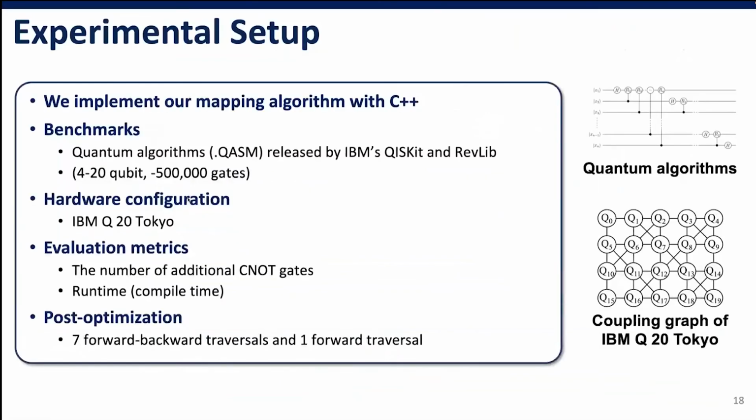Now I'll present the simulation setup and results. Our proposed algorithm is implemented in C++. For the evaluation, we use the Qiskit benchmark circuits and IBM Q as target hardware. Then we compared both the number of additional CNOT gates and the compile time. When performing the post-optimization, we iterate 7 times like the previous method.